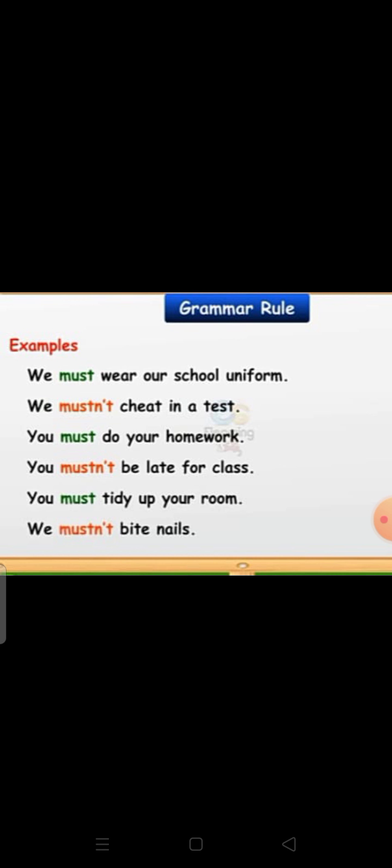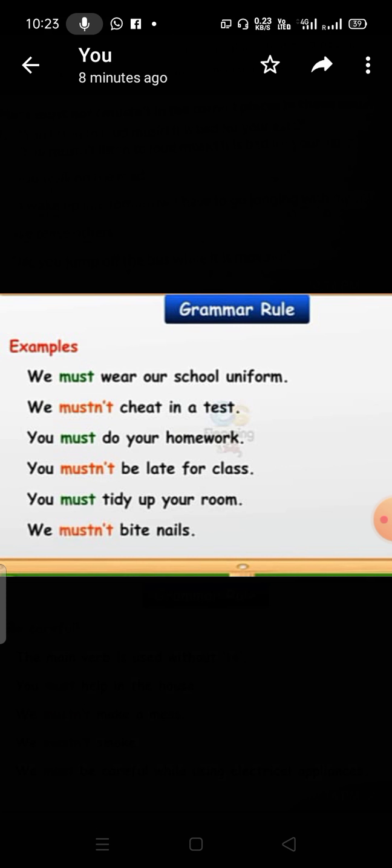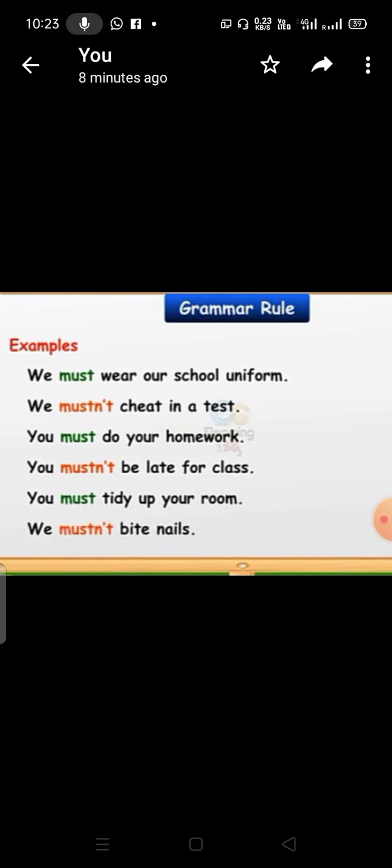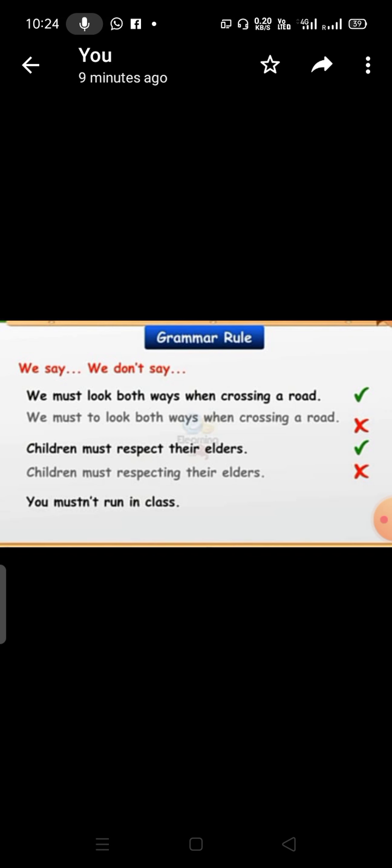You must do your homework. Must means it should be a condition or a rule. You must not be late for class. It is also a rule. You must tidy up your room. You have to keep your room clean. It's a rule. We must not bite our nails. It's a negative sentence. We must not bite our nails. हमें nail काटना नहीं चाहिए.